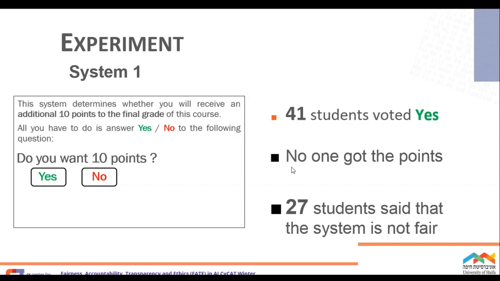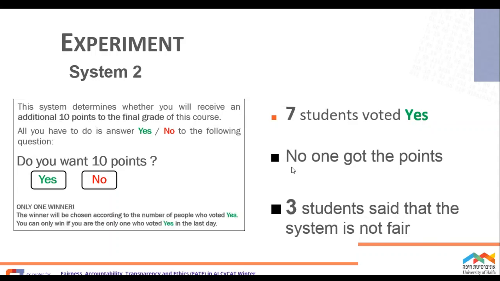in the first step, about 41 students out of the 52 decided to play the game and voted yes. Obviously, nobody got any points because the system gives points only if there is a single person that votes yes. And 27 students complained that the system is unfair. However, with the second attempt, when there was an explanation about how the system behaves, only 7 students tried to get the extra 10 points. Obviously, no one got points, but only 3 students said that the system is not fair.